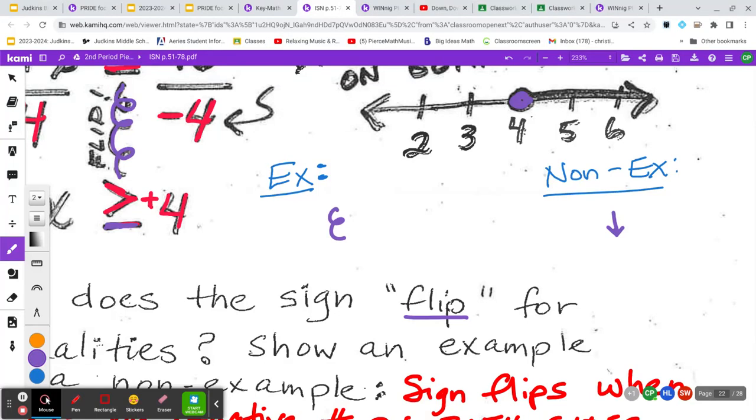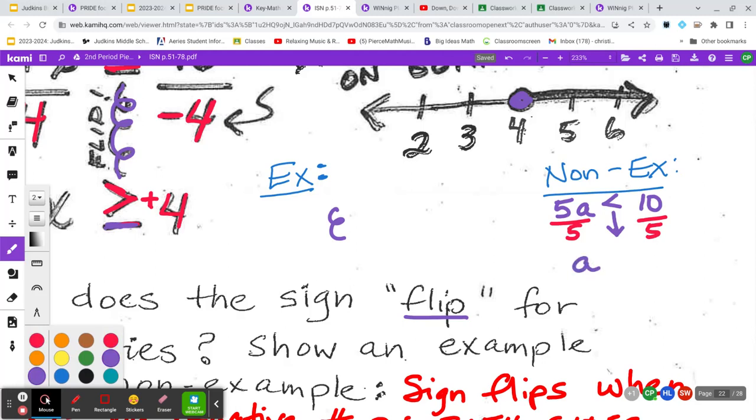A non-example that you might have chosen would be like 5a is less than 10. And you know to solve this, you divide by the coefficient on both sides, and it's a positive 5. So nothing is going to change. Just like you did in chapter 3, you're going to have a and a 2, but instead of an equal sign, you now have an inequality sign. And you're done.